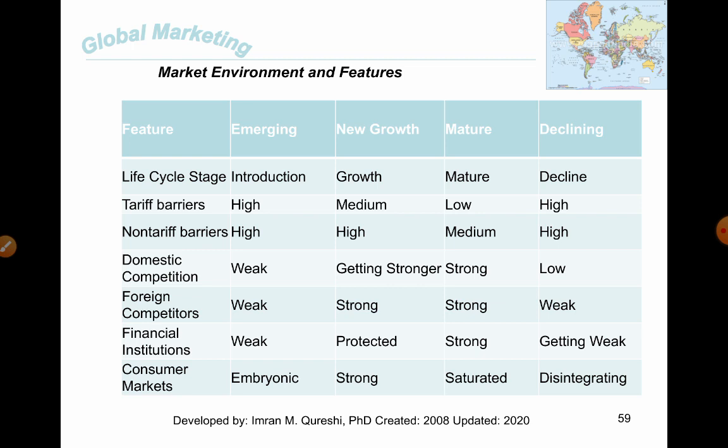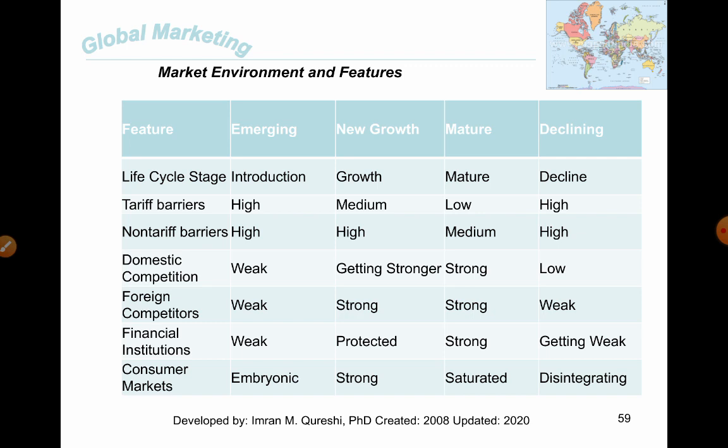Okay. In tariff barriers, in emerging markets they will be high because the market is being protected by the government. In new growth, it will be medium. In mature markets, it will be low. And in declining markets, again, the tariff barriers would be high, okay? Because the government may want to protect the local industry and local market so that the decline can be resisted, or slowed down, by encouraging local industry.